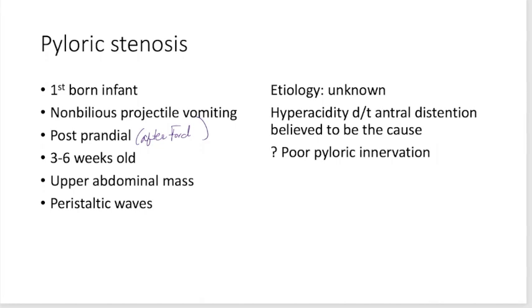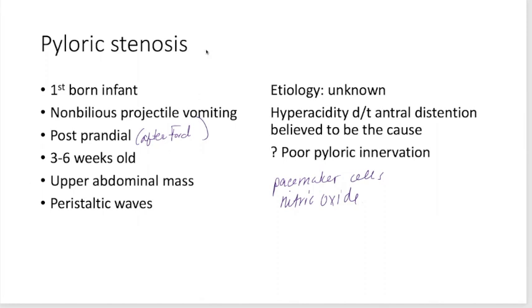So etiology is unknown. They do have some theories about it. So they think that there might be hyperacidity that is the result of antral distension, and with that also possibly poor pyloric muscle neuronal innervation, and then potentially maybe a lack of pacemaker cells, and that would obviously be your intestinal pacemaker cells. Nitric oxide deficiency has been indicated as well, but they really don't know. These are just really kind of theories and potential causes that they have associated with it.